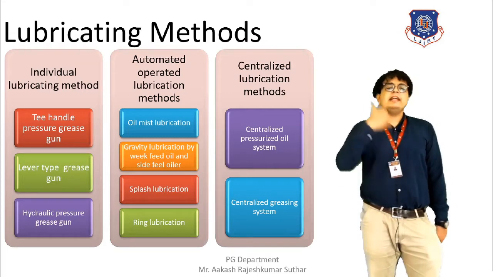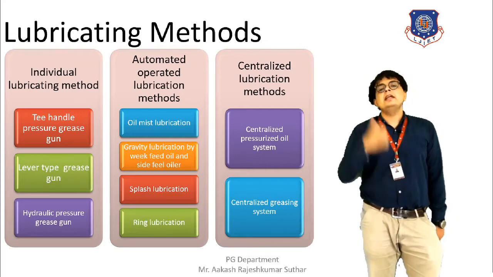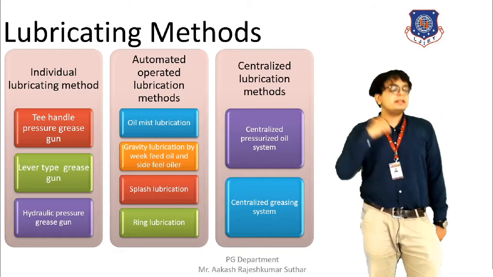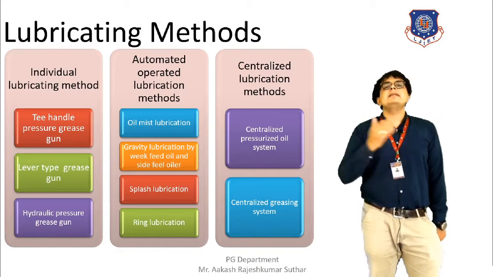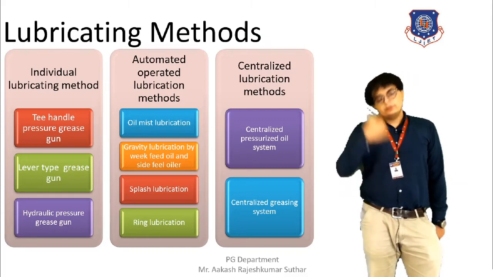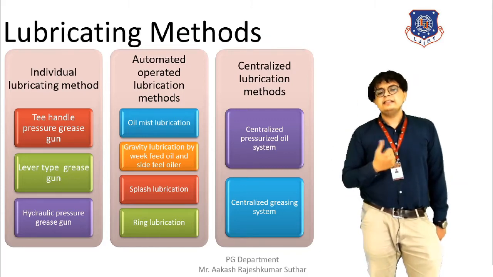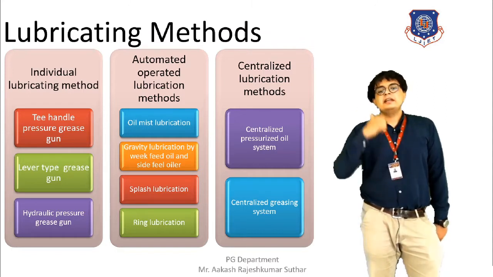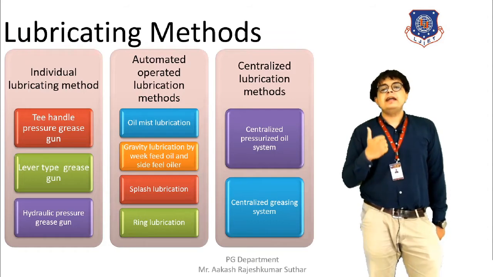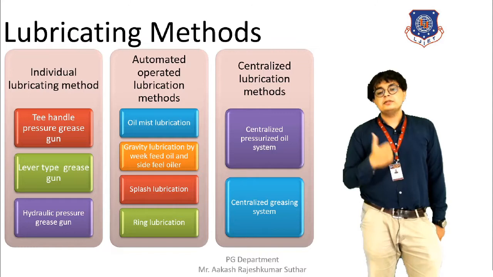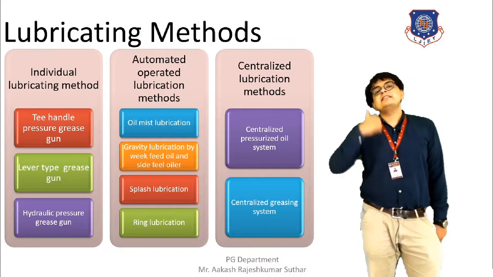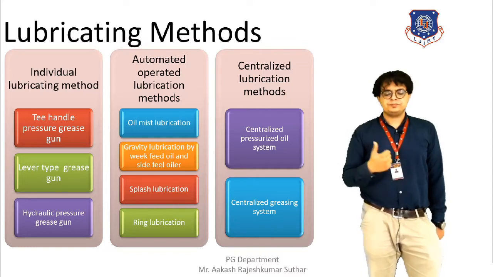Moving towards the next category, that is the automatically operated lubrication method. There the grease or the oil will be supplied automatically. The first method is oil mist lubrication. Second is gravity lubrication by wick feed oil and side fill oil. Next is splash lubrication, and the fourth one is ring lubrication.